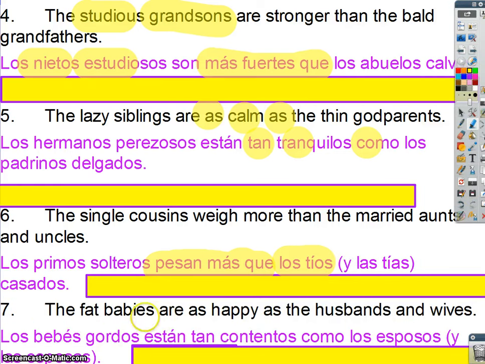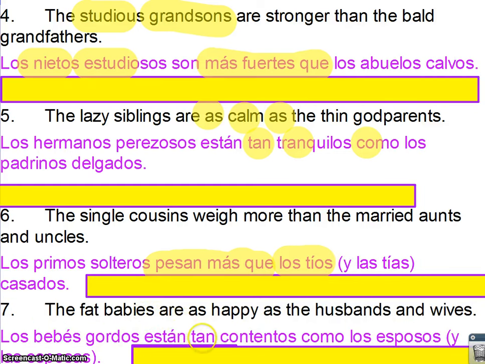And number 7, the fat babies are as happy as the husbands and wives. Don't forget that your adjectives always have to match who they are describing in number and gender. So that's why it's los bebés gordos and contentos. And in this case, solteros to match primos, perezosos to match hermanos, and so on and so forth. Don't forget your adjectives have to match.